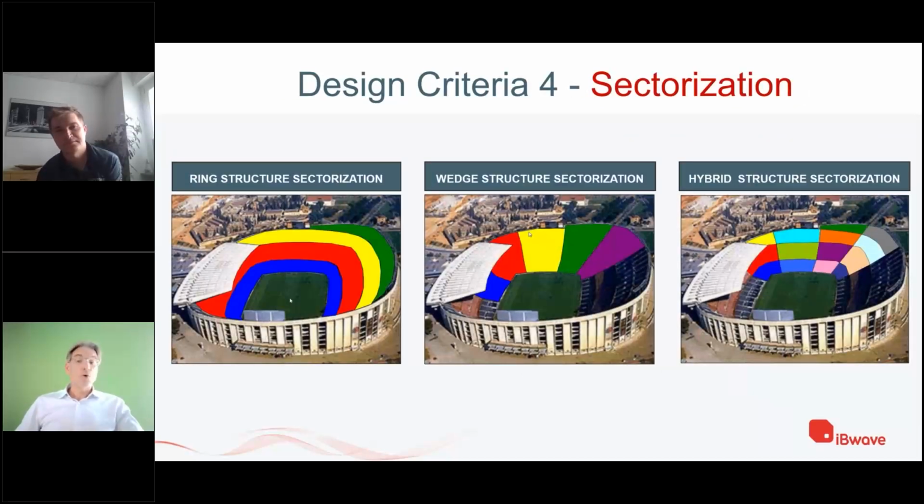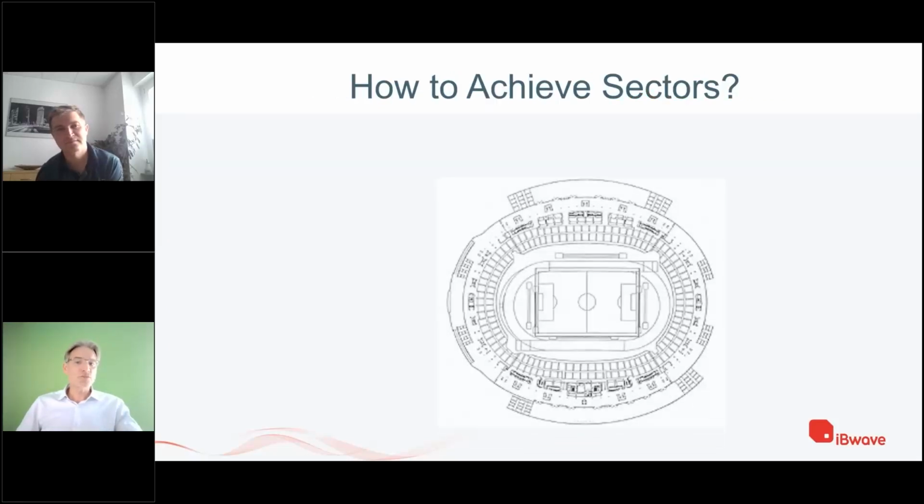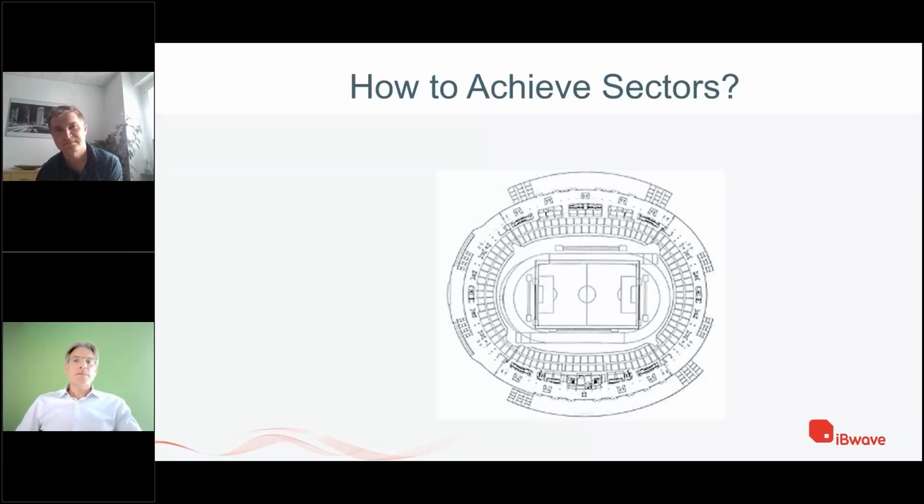Sectorization is important, because now we are inside the stadium, and there are different ways to do the sectorization. You can do it as a ring structure, as a wedge structure, or do it hybrid. You can sectorize the seating areas sector by sector, and then try to optimize it so that you don't get too much interference between the sectors. But how do you achieve these sectors?